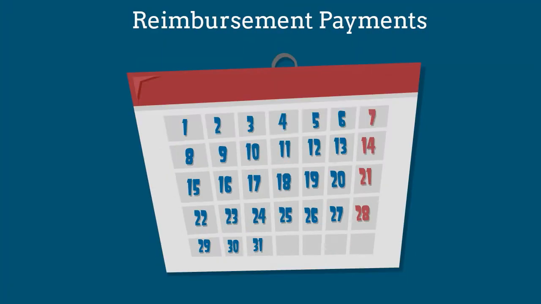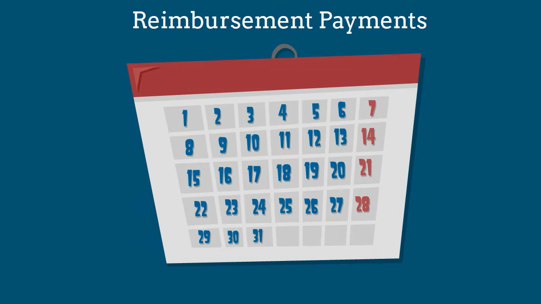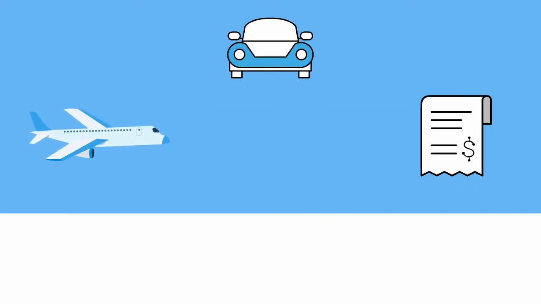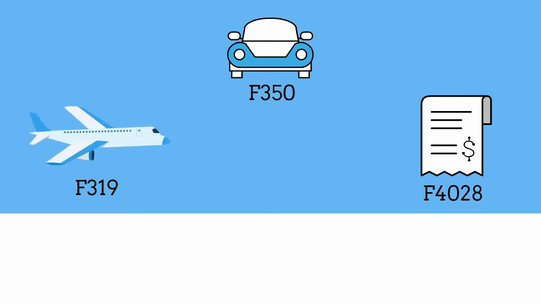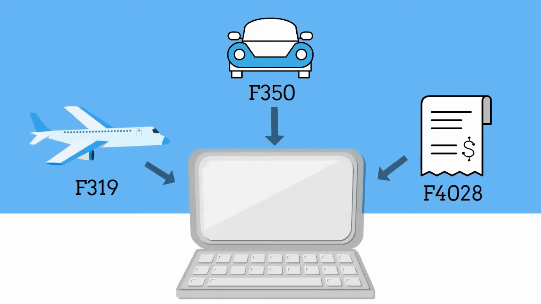Expense reimbursement payments will then be made through the payroll system during the non-payroll weeks in the same method as selected for payroll. Before July 3rd, employees submitted their travel expenses, field expenses, and miscellaneous work expenses on Forms 319, 350, and 4028. In the new system, the information from all three forms will be entered online from the People and Pay portal.